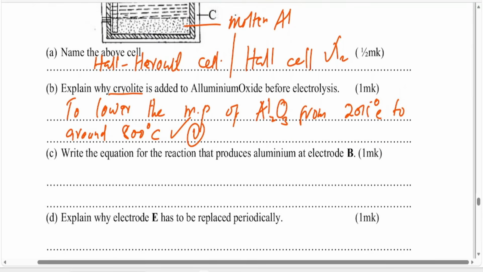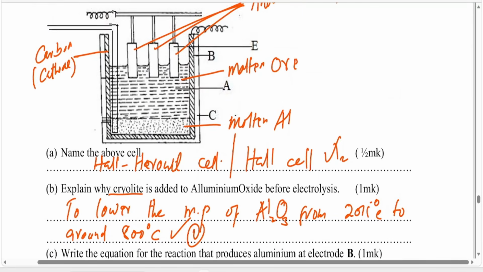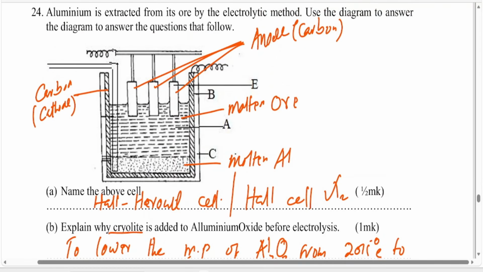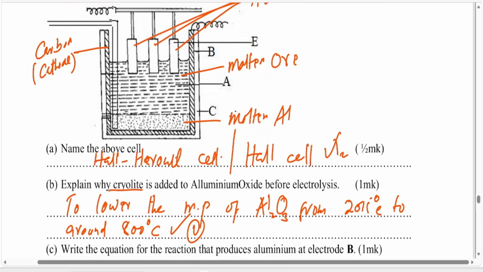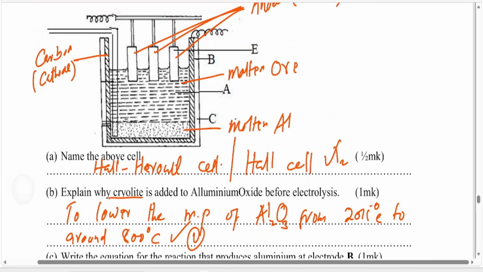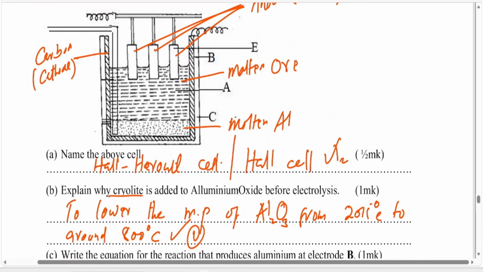Write the equation for the reaction that produces aluminium at electrode B. Electrode B, as I had said, is the cathode. Electrode B is the cathode. So we are writing the equation at the cathode. So the equation at the cathode, as we know, aluminium ions are discharged at that particular electrode.